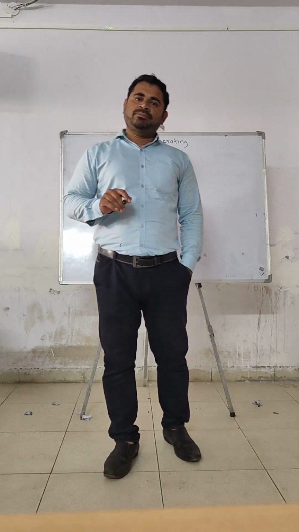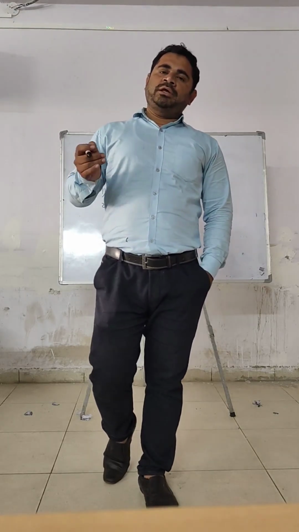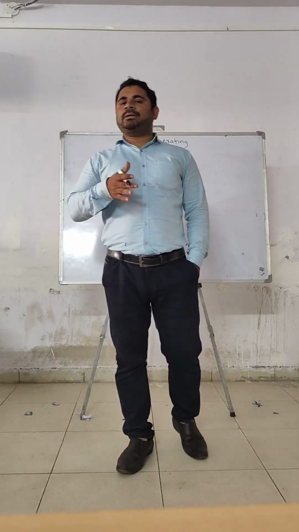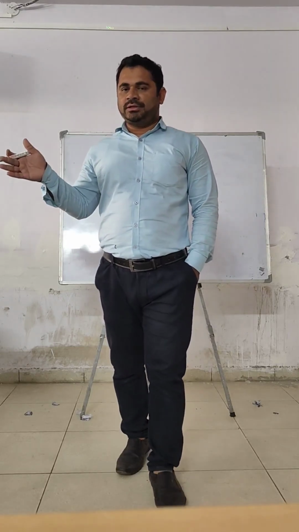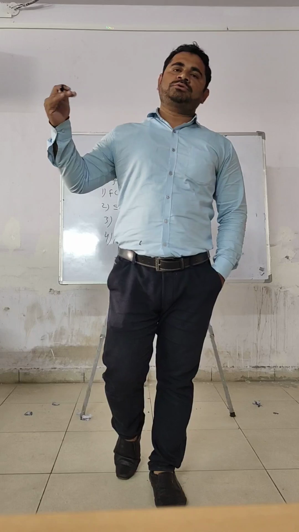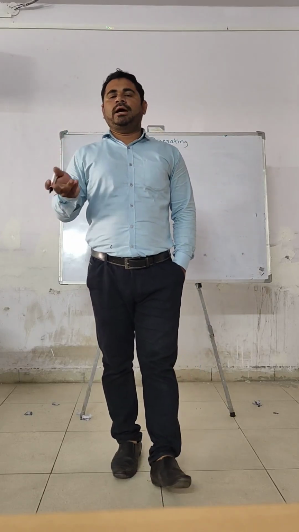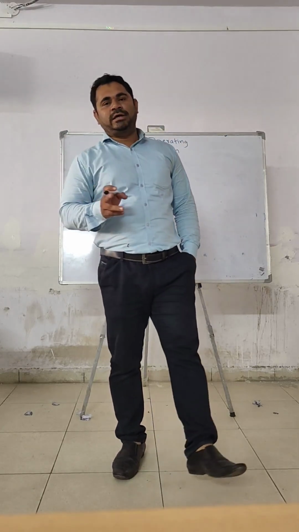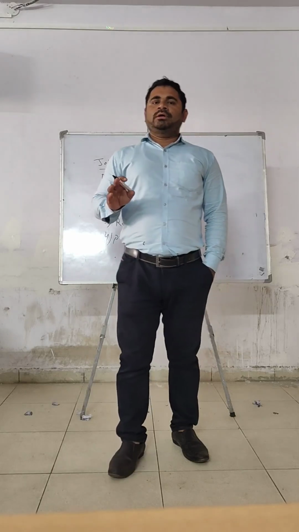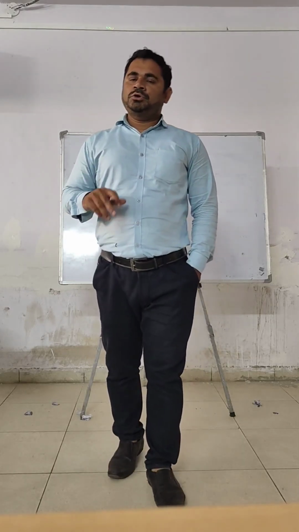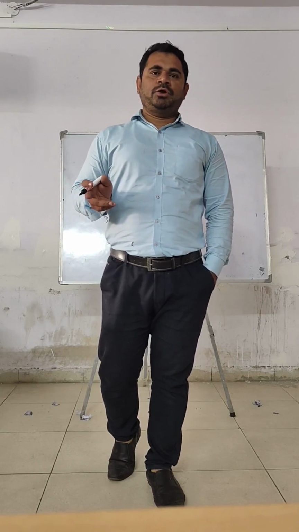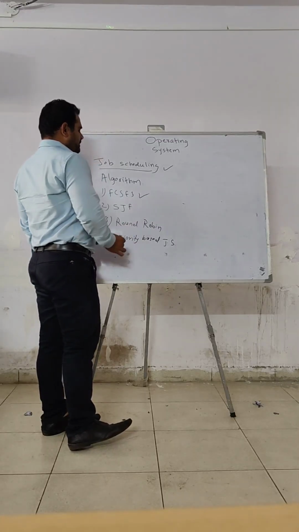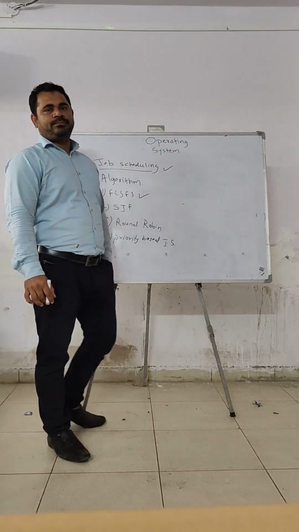In preemptive job scheduling, we can abort the process in between the execution. It depends on the different types of algorithms. So FCFS comes under non-preemptive job scheduling, and SJF and round robin come under preemptive job scheduling. Okay, so we will see the first one, that is FCFS job scheduling.